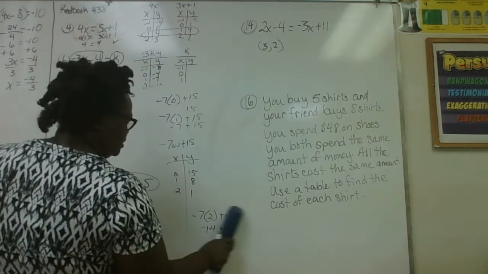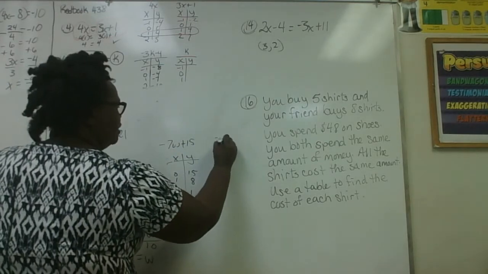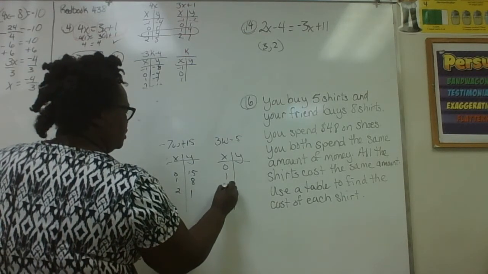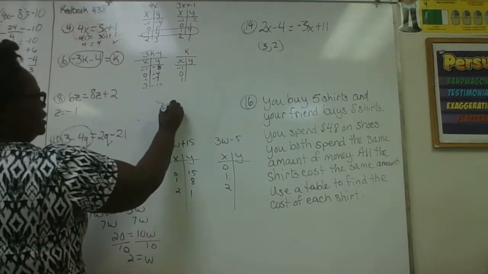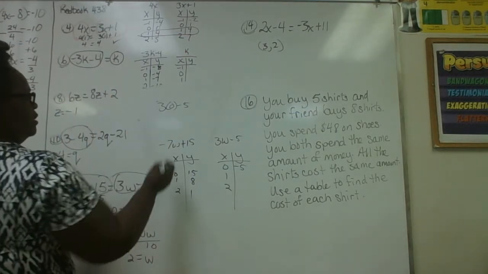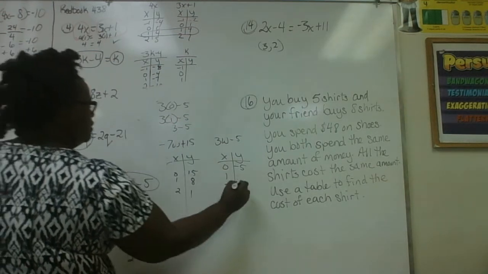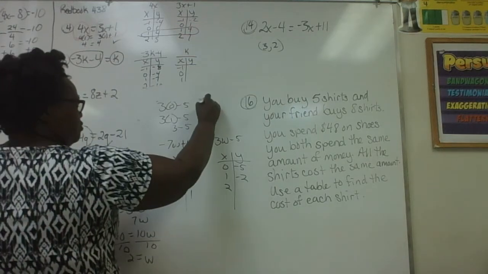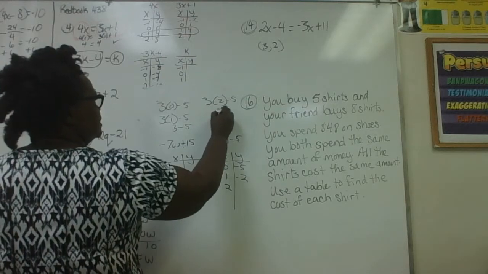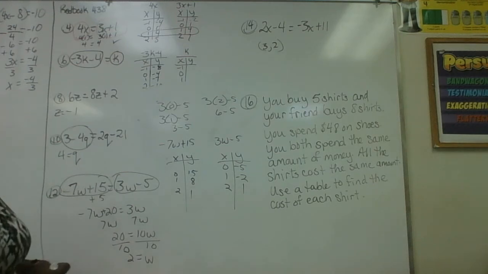All right, now let's take a look at our next one. Here we have 3W minus 5, X and Y, 0, 1, and 2. 3 times 0 minus 5 gives us negative 5. 3 times 1 minus 5 gives us 3 minus 5, a negative 2. And 3 times 2 minus 5 gives us 6 minus 5, which is 1. We have a match.